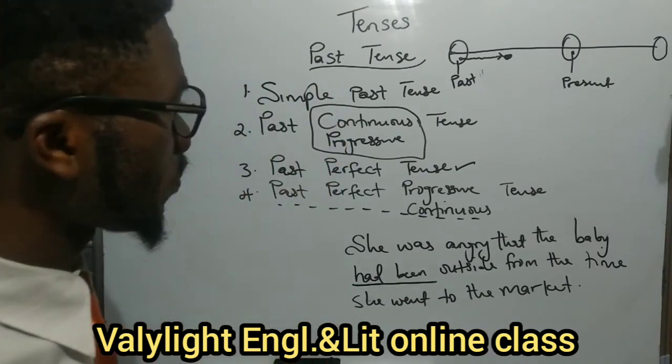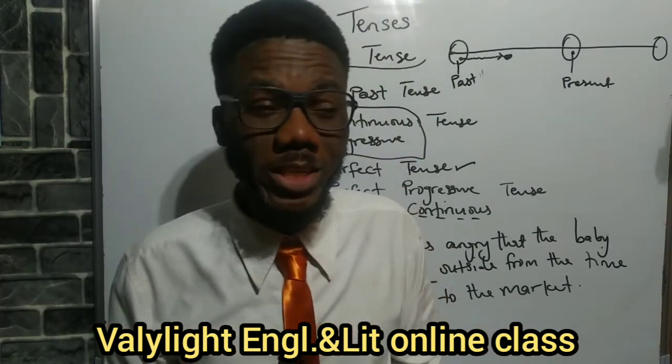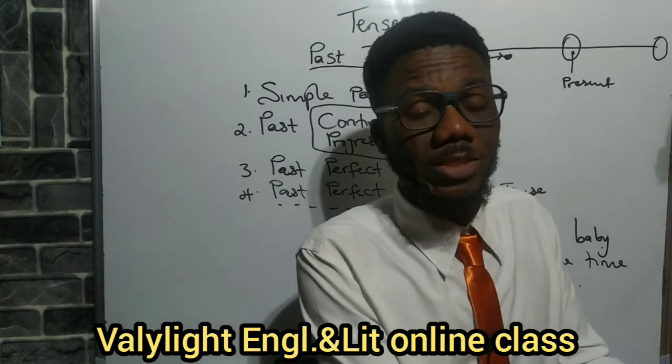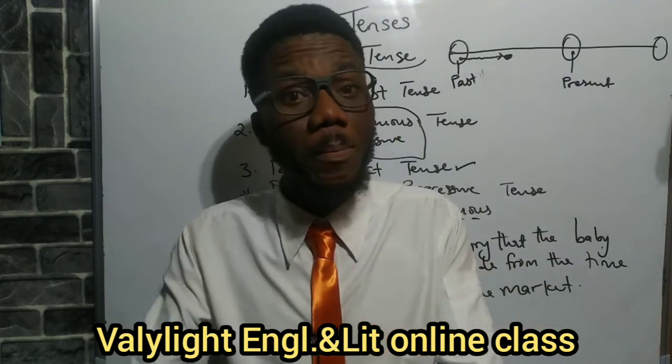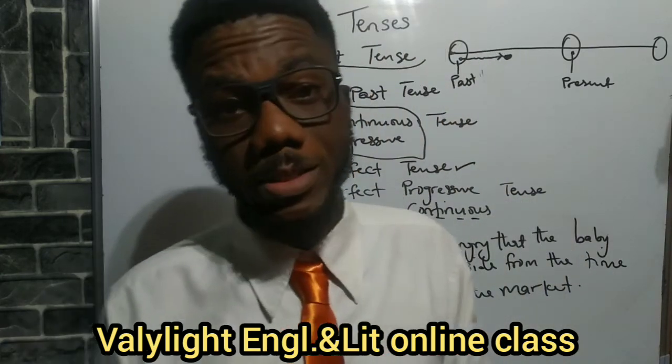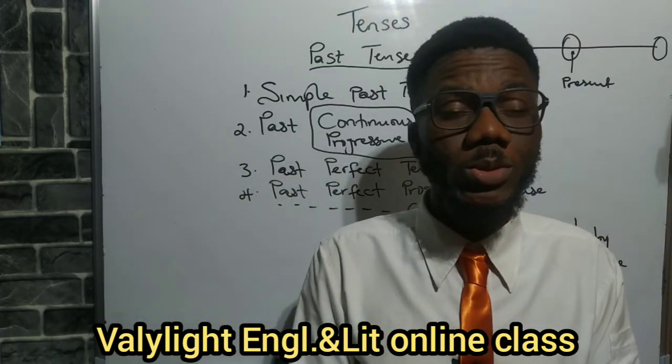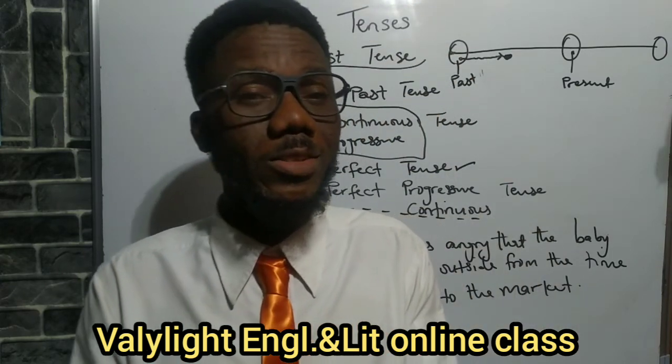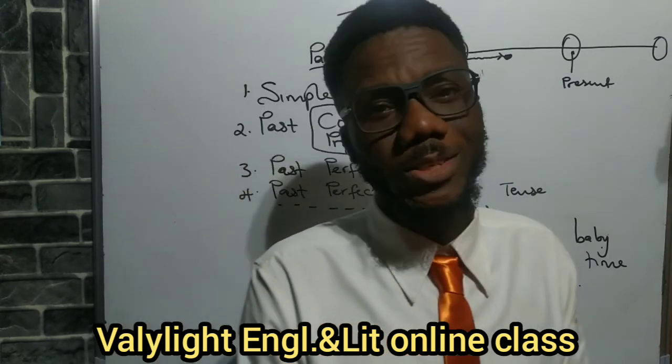Now, the past perfect progressive tense talks about an action that started sometime in the past, it lingered, it continued to happen and then stopped, but all are in the past. This is about the past tense. I believe by now you've understood what the present tense talks about and what the past tense talks about.